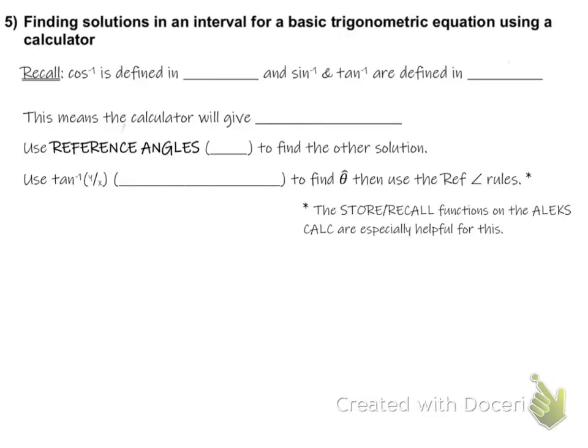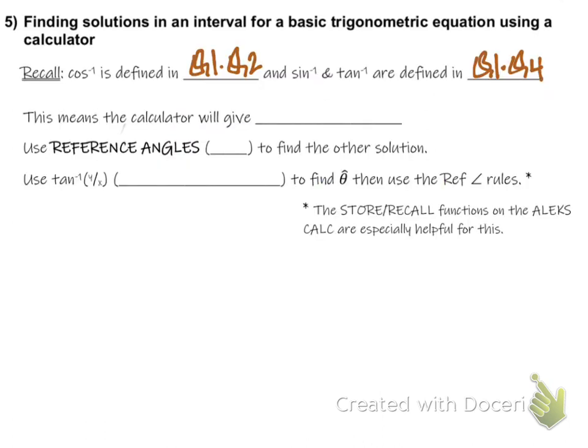We're going to look at finding solutions in an interval using a calculator. So first, we have to remember that inverse cosine is defined in quadrant 1 and quadrant 2, on the top. And inverse sine and inverse tangent are defined on the right-hand side, quadrant 1 and quadrant 4.